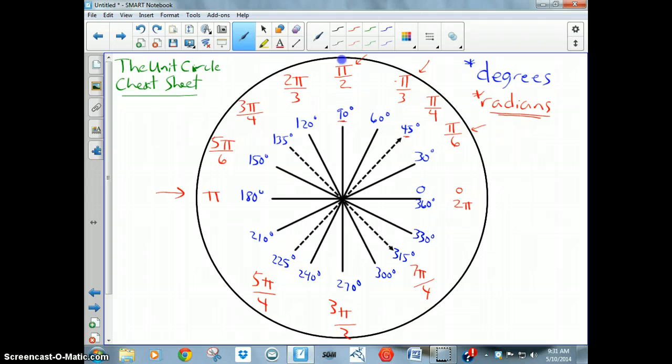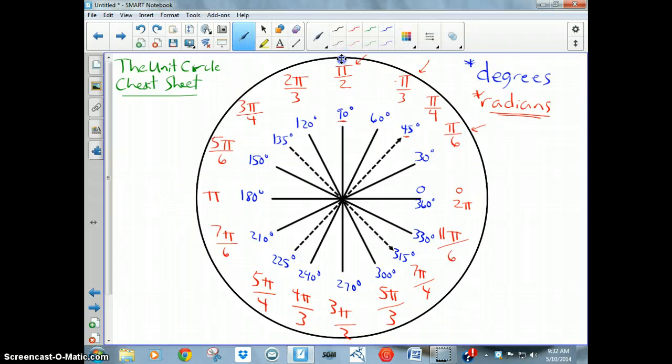This one is 6 pi over 6. 210 is 7 pi over 6. 240 is 8 pi over 6, which is 4 pi over 3. 270 is 9 pi over 6. 300 is 10 pi over 6, which is 5 pi over 3. And then 330's got to be 11 pi over 6. And there you go, people.